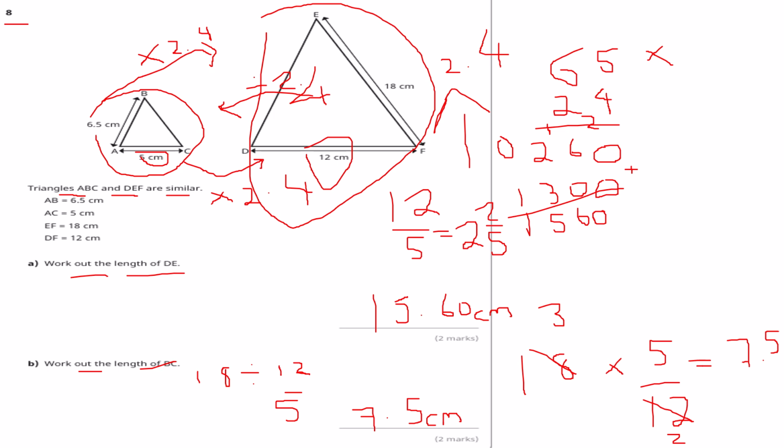And lastly, I remember that dividing by 12 fifths, dividing by a fraction, is the same as multiplying by the reciprocal. So that's the same as multiplying by 5 twelfths. Remember, divided by a fraction: keep, flip, change. You keep the first fraction the same, you flip the second fraction, and then you change divide to a times. So dividing by 12 fifths is the same as multiplying by 5 twelfths.